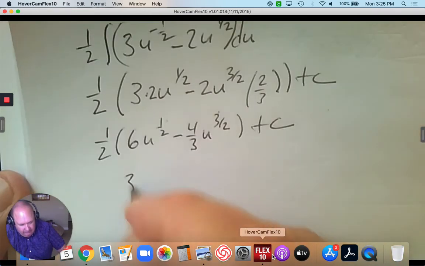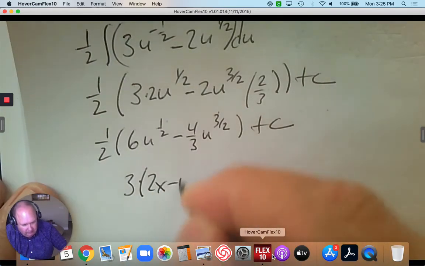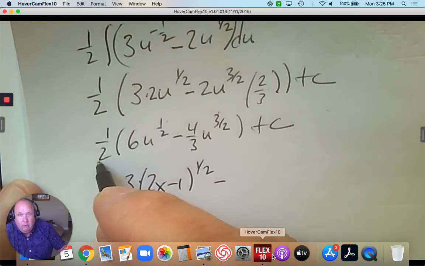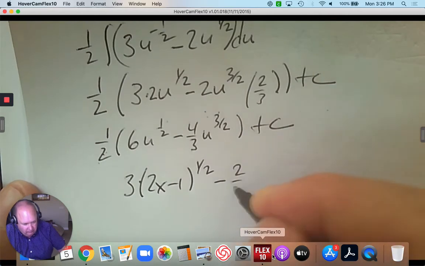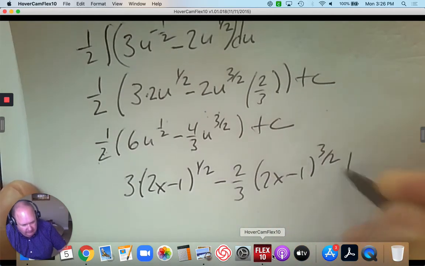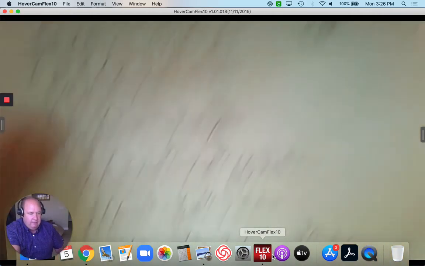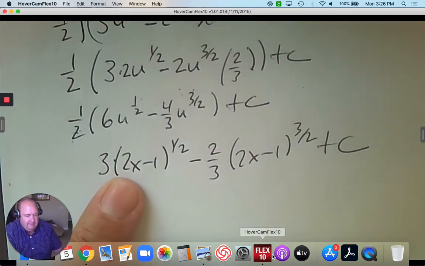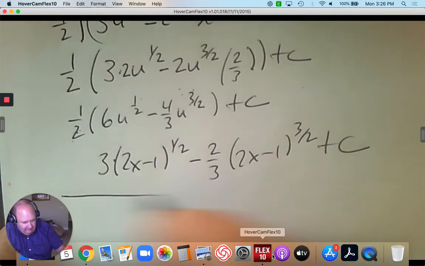Distribute the half and you get 3. Now instead of u, I'm going to put in what u is again, which is 2x subtract 1. Again, 1/2 times 4/3. 2 goes into 4 twice, so it's 2/3. 2x subtract 1 to the 3/2, and then the constant. So at the very end, take out and remember what u equals. So put in 2x subtract 1, and you've now done integration by U substitution.